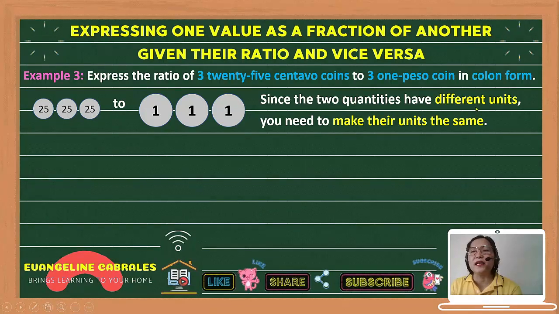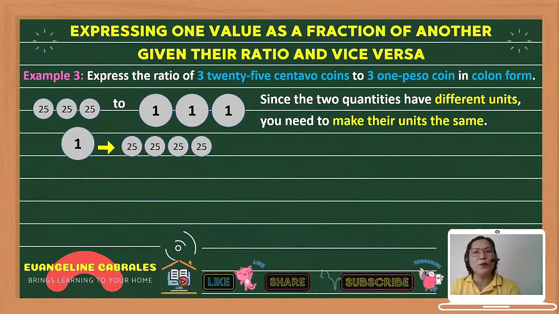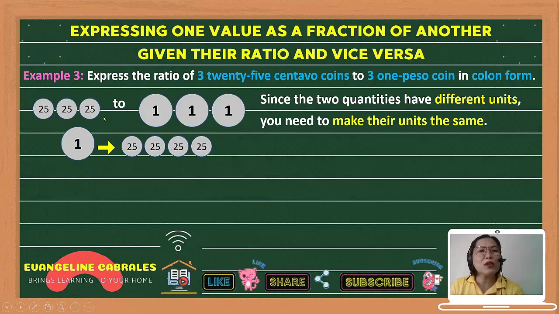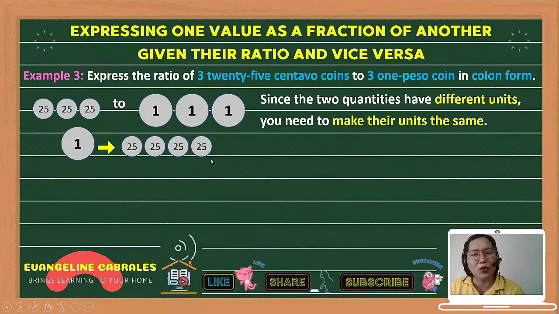Since the two quantities have different units, magkaiba ng units. Ito ay 25 centavos, ito ay 1 peso, di ba? You need to make their units the same. So, bago mo sila i-compare, kailangan mo muna silang pagparehohin o gawing pareho ang kanilang units. So, ang isasuggest ko sa inyo, kapag gawa kayo ng pagpapareho ng units, kung ano yung mas mababang units, yun ang inyong gawin. Meaning, yung may mas mataas na unit, kagaya nito, sa case na ito, ang may mas mataas na unit ay 1 peso coin, gawin mo siyang 25 centavo coins.